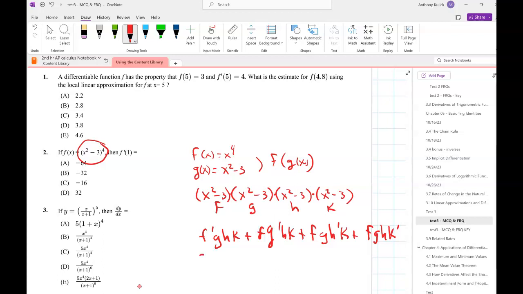So each of these would come out to be 2x times x squared minus 3 to the third. And then you'd add those up. Well, we'd have 4 of those, or really just 8x of those, which is, I think, the same thing that Talika wrote here.